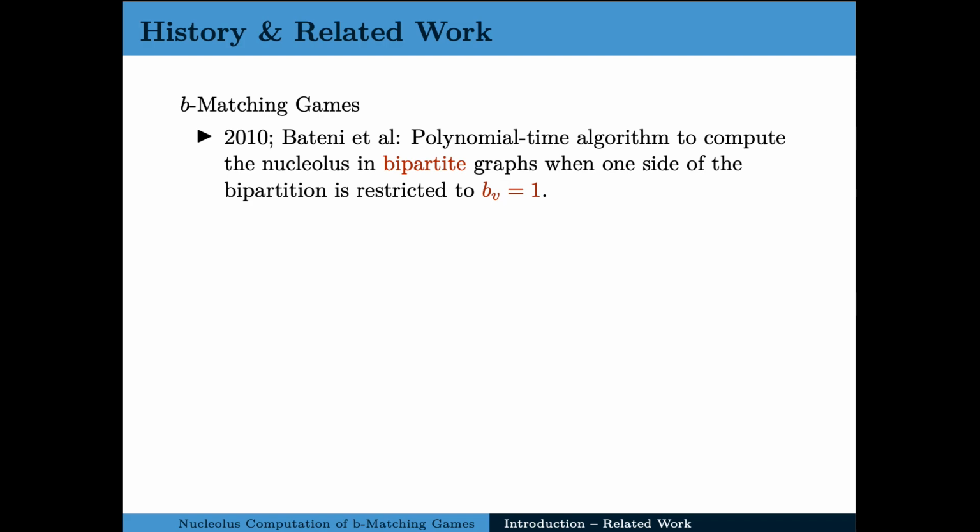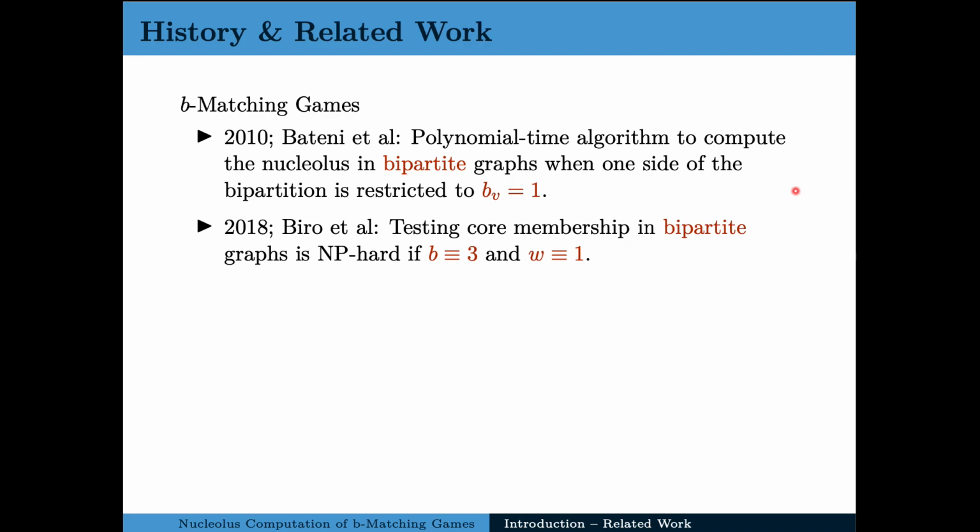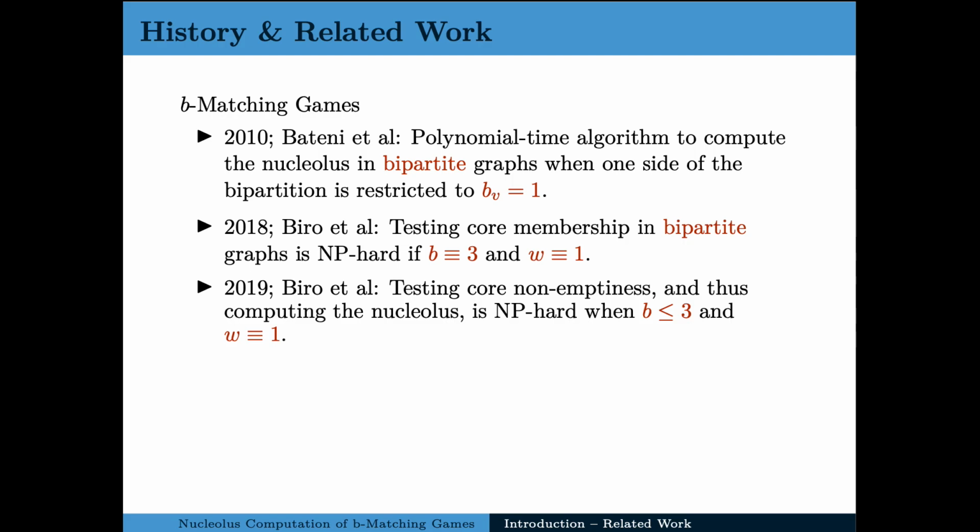We know a little bit less about b-matching games. In 2010, Bateni and co. gave a polynomial time algorithm to compute the nucleolus when the underlying graph is bipartite, as well as one side of the bipartition is restricted to b(v) equals 1. In 2018, Biró and co. proved that testing core membership is NP-hard, even in bipartite graphs, and b is 3 with uniform edge weights. One year later, the same authors showed that testing core non-emptiness, and therefore computing the nucleolus, is also NP-hard, even when b is at most 3 and the edge weights are uniform.